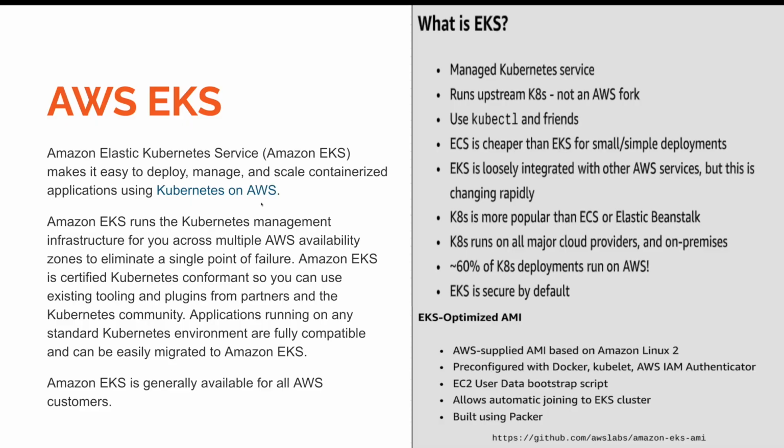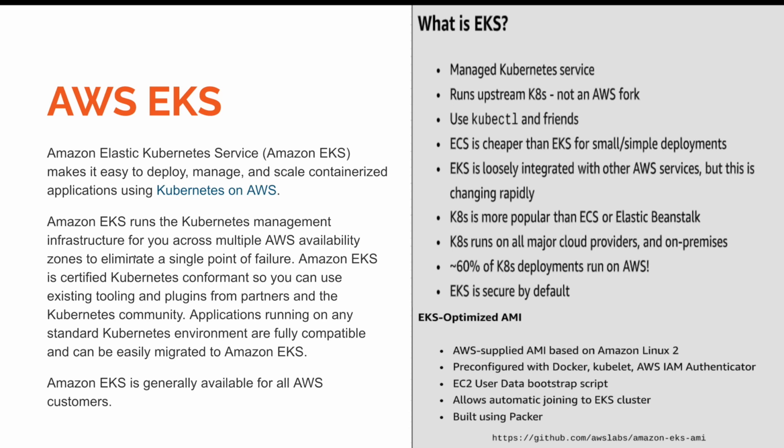Okay. Now, what is AWS EKS? AWS EKS, or Amazon Elastic Kubernetes Service, makes it easier to deploy, manage, and scale containerized applications using Kubernetes on AWS. So, it's kind of Kubernetes that you are normally used to configuring on some other servers or normal instances, but here it will be a managed one.